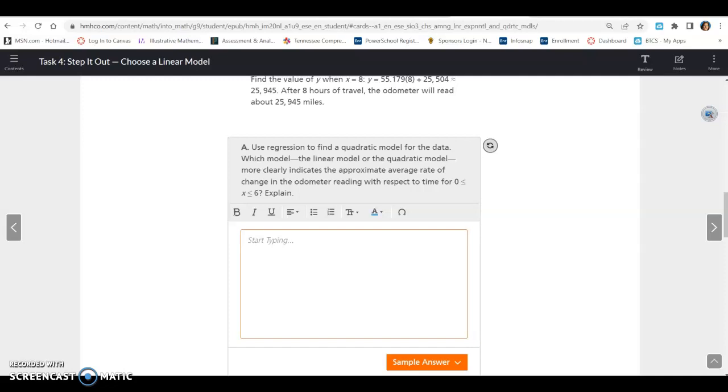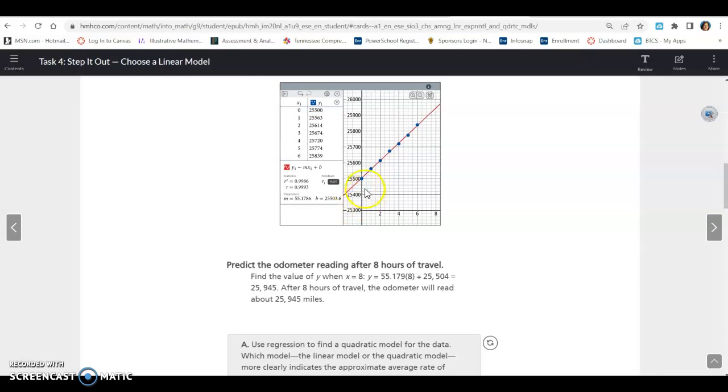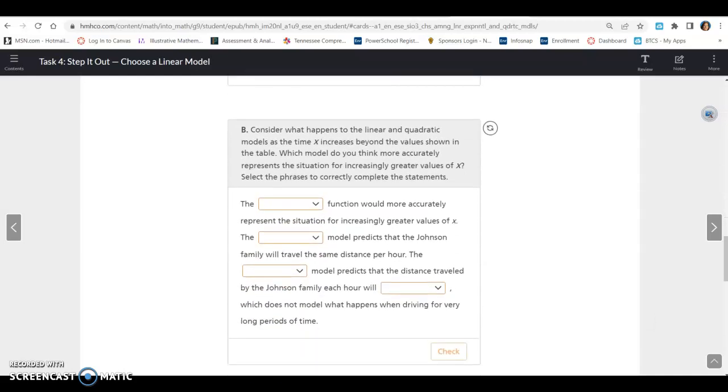And it does. It says use the regression to find a quadratic model for the data. Which model, the linear model or the quadratic model, more clearly indicates the approximate average rate of change in the odometer reading with respect to time for x between 0 and 6, and explain. This would be the linear model because your slope, your rise over run, is a constant slope, and it does indicate a linear average rate of change. Again, this average rate of change comes from your slope. It's a good fit because it represents a line.